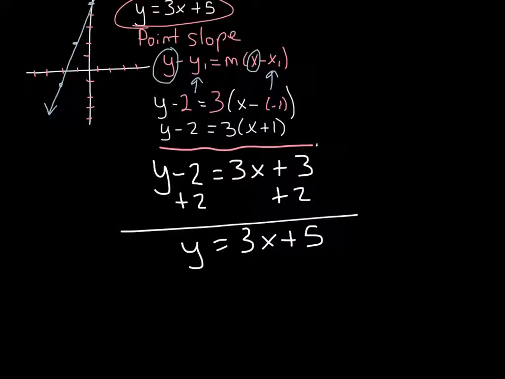Sure enough, our original equation was right just by graphing it. So this is what we would call, again, slope-intercept form, because it shows us the slope and the y-intercept.